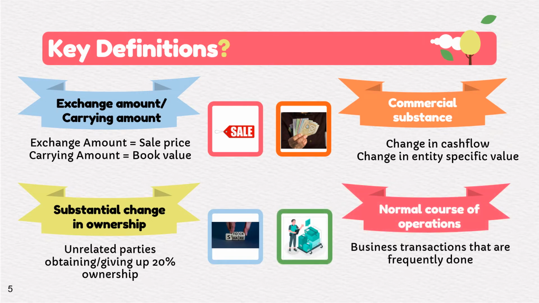The next key definition is the normal course of operation. What this means is that these are things that the business does frequently, is good at, and is just something that they do every single day or close to every single day, and it's just very normal for them to do it.